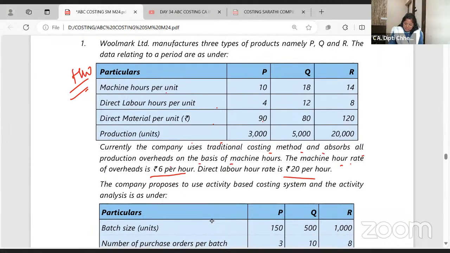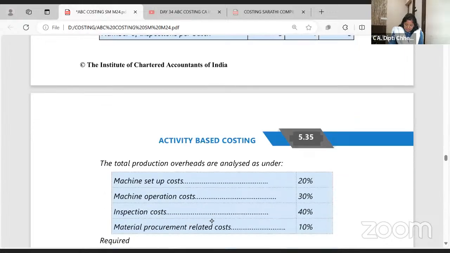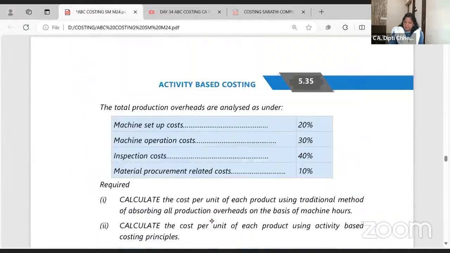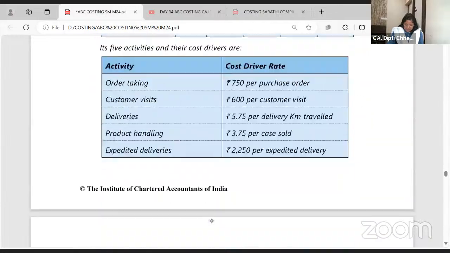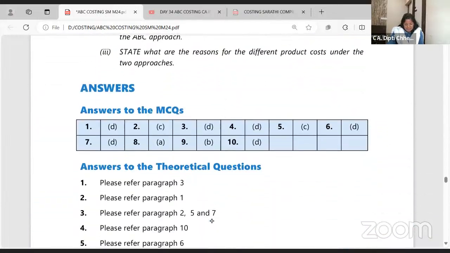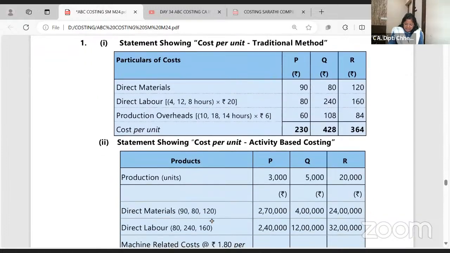Traditional cost: absorb all the production on the basis of machine hours. The machine hour rate is 6 per hour. So 6 per hour into these many machine hours, 60 into 30. This will give you the overhead cost. One minute. This is the first problem. No, let us check the answer for this. It is at the back. The rest of the problems are the same. You can surely check it.